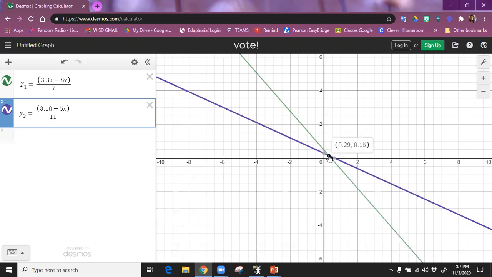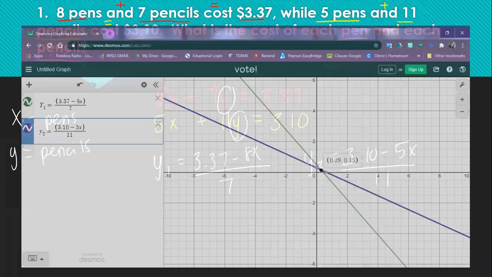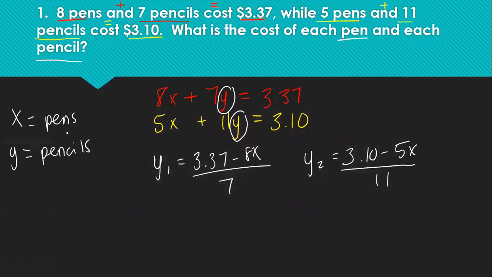And where they intersect is my solution. So do we see the point of intersection? So how does that pertain to our problem? We ended up with the intersection.